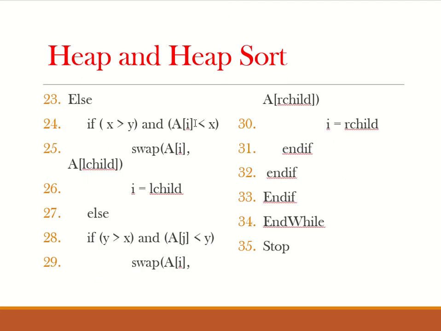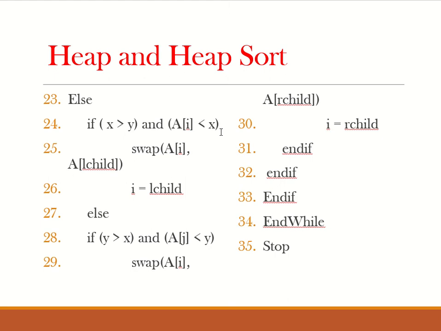Else, you will have to perform a swap. So you check whether x is greater than y and A of I is less than x, which means the left child has a value greater than the parent. Then you swap the left child and the parent. I will be updated to the left child index, and this process will go on.